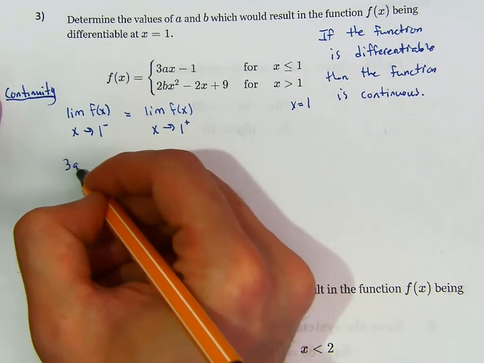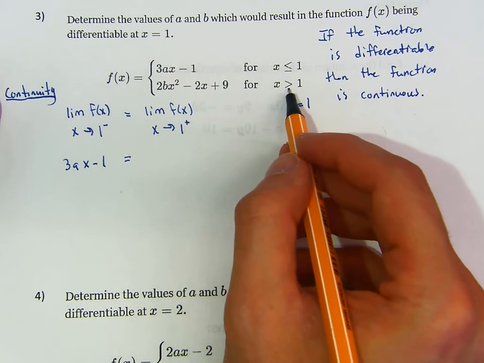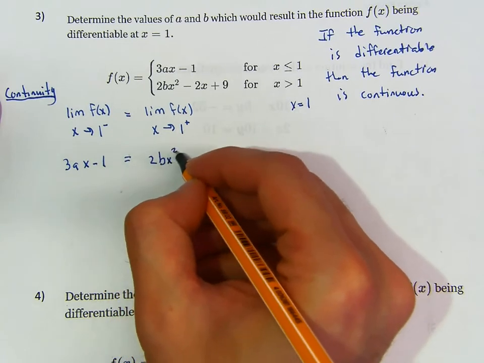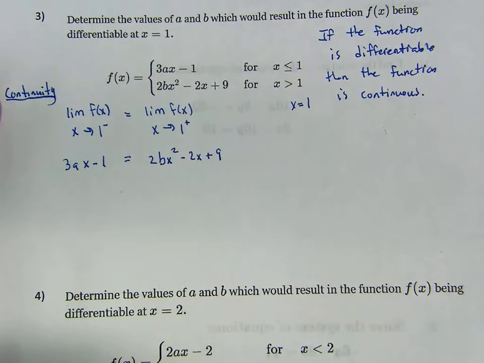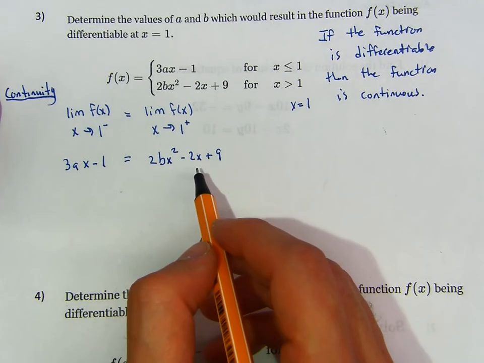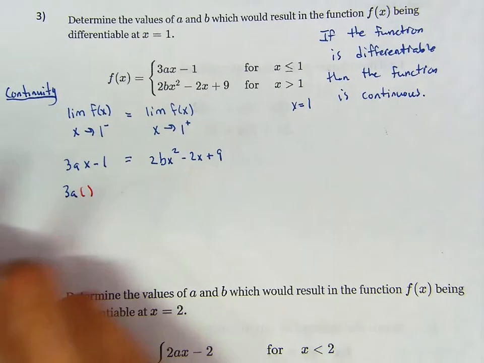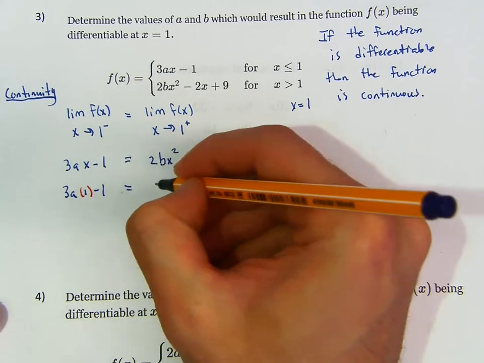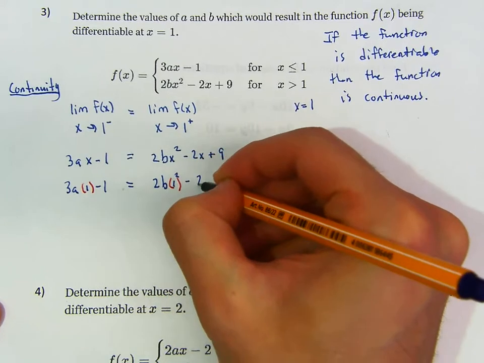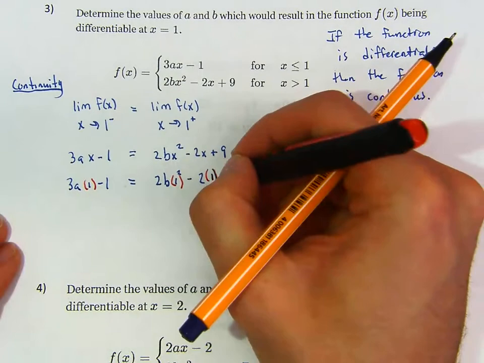So notice that I have 3ax minus 1 represents the left side, and the right side, because this is saying x is greater than 1, the right side is represented by here. So it's 2bx squared minus 2x plus 9. Now we know that the x value is 1. So let's plug in 1 into both the left and the right. Okay, so if I plug in 1, it's just 3a times 1 minus 1 equals 2b times 1 squared minus 2 times 1, my bad, plus 9.